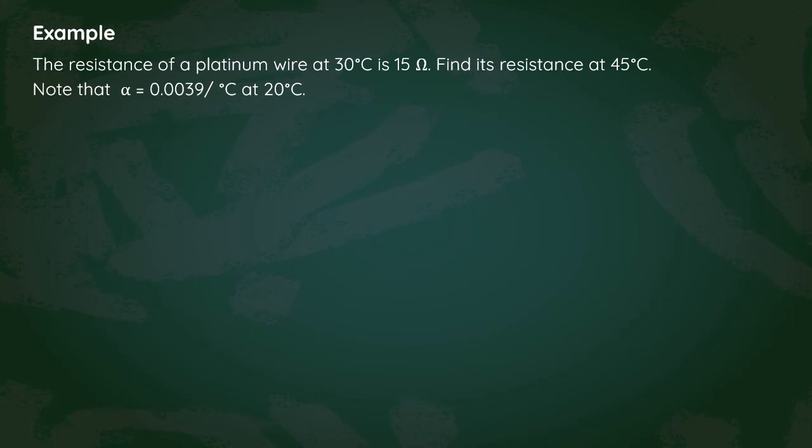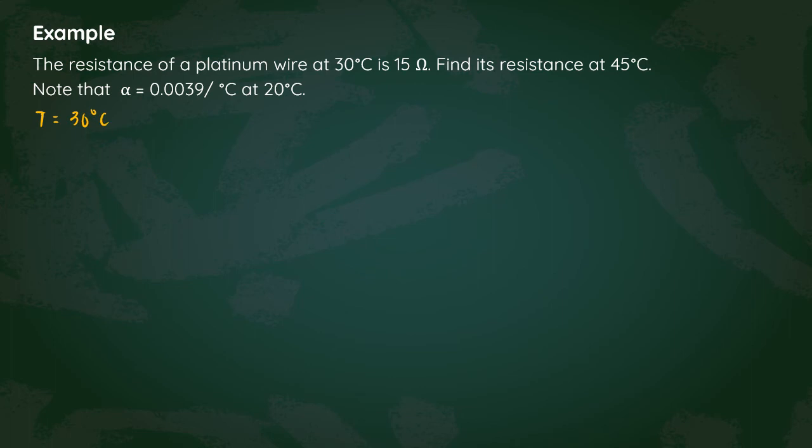Next, another sample problem. The resistance of a platinum wire at 30 degrees Celsius is 15 ohms. So you are to solve for the resistance at 45 degrees Celsius. Here, alpha of the platinum wire is 0.0039 per degree Celsius at 20 degrees. So what are our given values? We are given the temperature, which is 30 degrees.